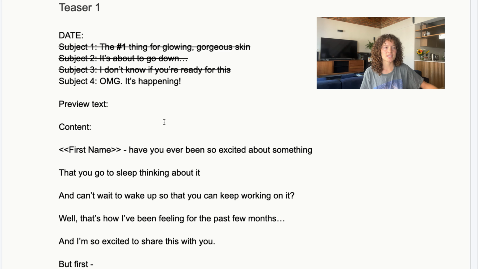You want to write the date of launch, the title of the email, and then you also want to come up with ideas for subject lines, because your first idea might not always be your best idea, and obviously you can use these in the future, so it just gets your brain going. So I've got subject here, OMG, it's happening.